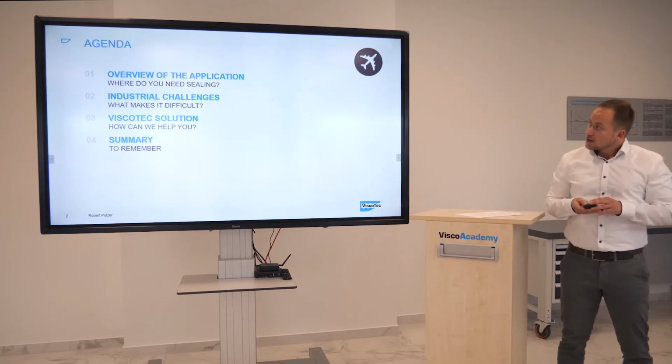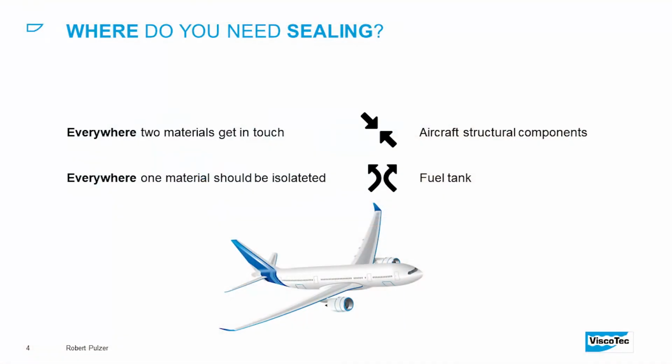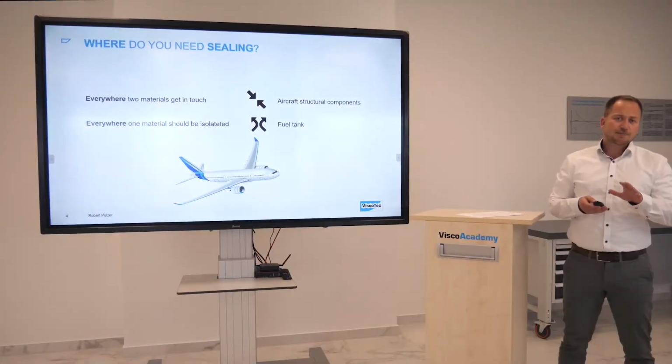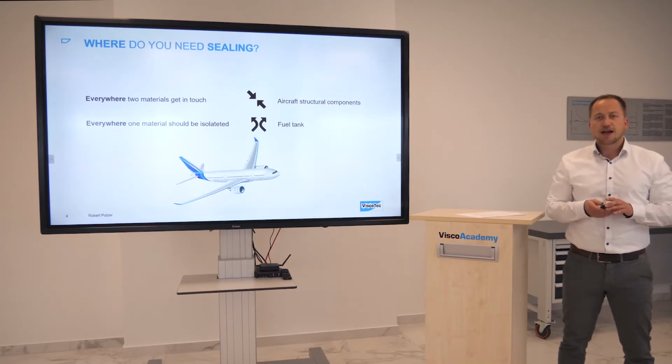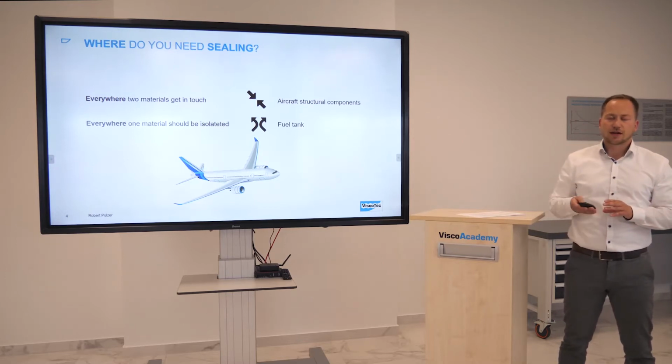So, let us talk overview of the application. Sealing. What is sealing? How does sealing look like? Sealing is used almost everywhere. In the aircraft structure components or in a fuel tank. So the expert aircraft engineer will have a picture in his mind immediately. What is the aircraft structure? Where is the fuel tank?